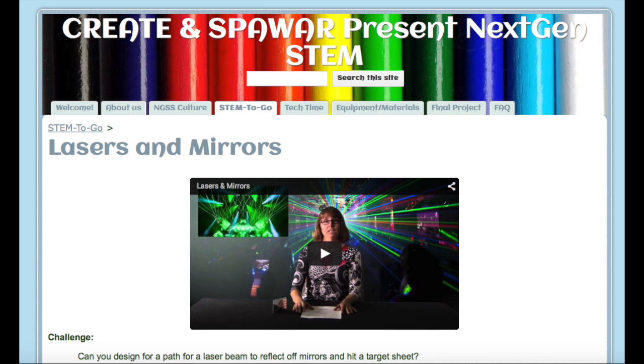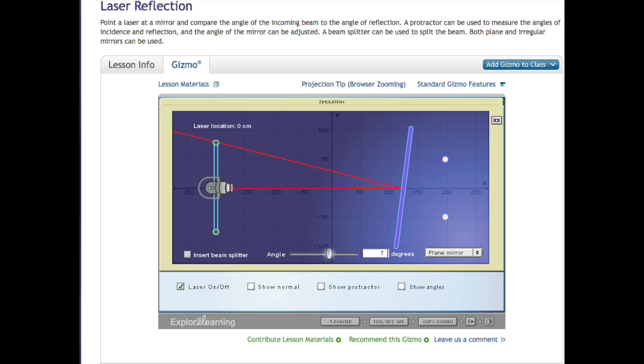The first set of data I collected used a modified lab that was developed in the summer of 2014 by the Create and Spay War team, and these students did this lab as an inquiry project to explore reflection. After this, they did a gizmo on laser reflection. Gizmos is an online simulation that the Sweetwater District has purchased for all middle school students for the calendar year of 2014 and 15 and allows students to manipulate different objectives, in this case for lasers and mirrors, but also other activities.